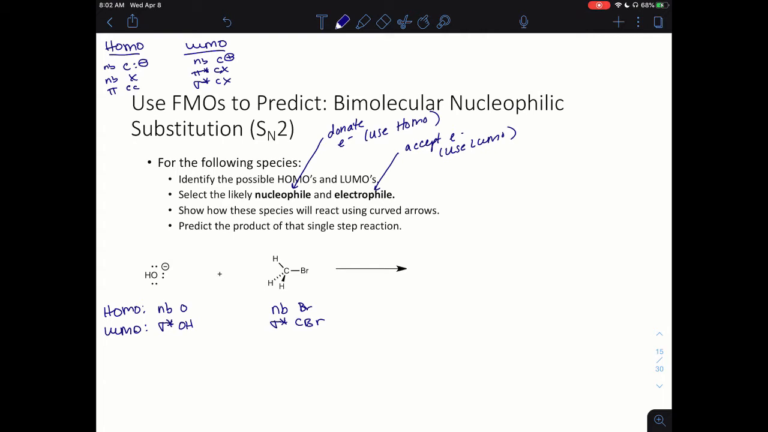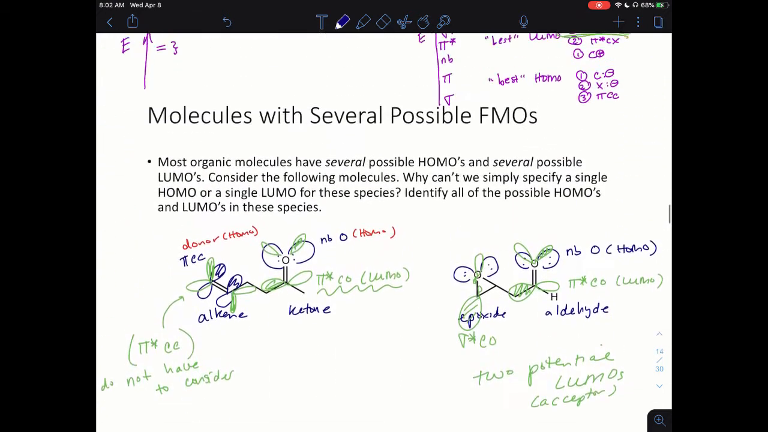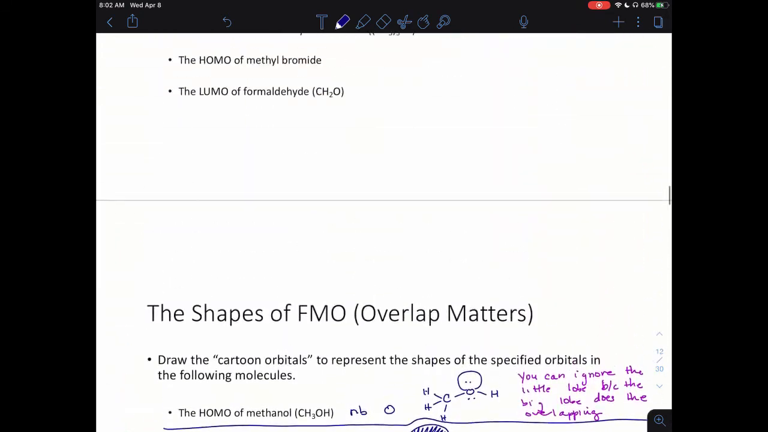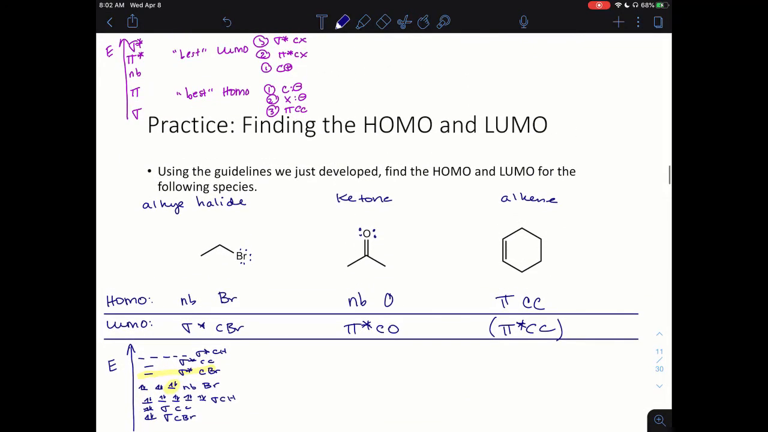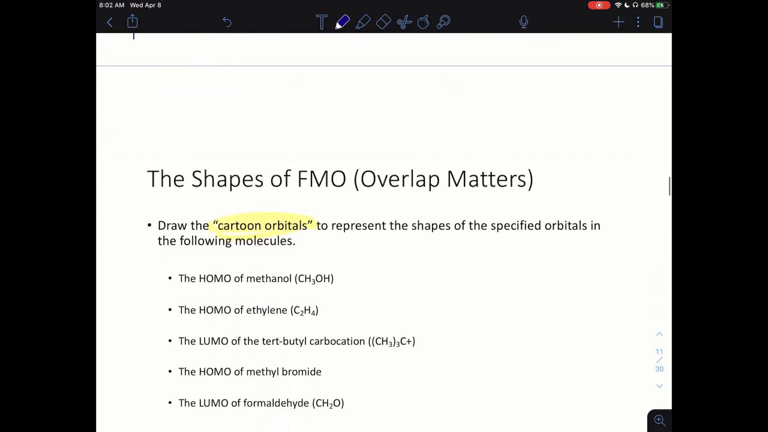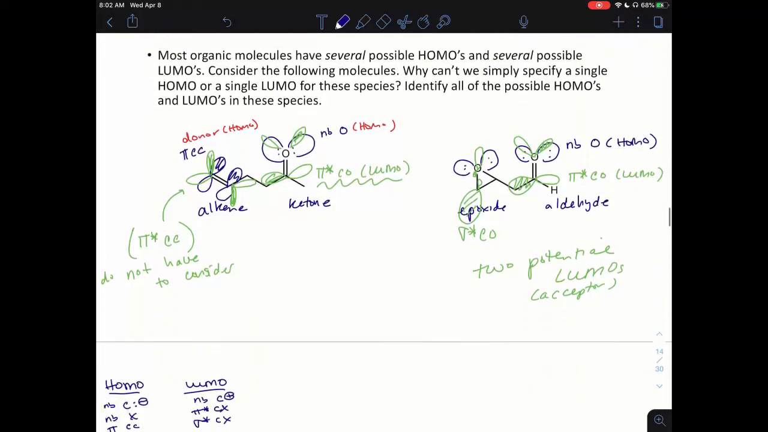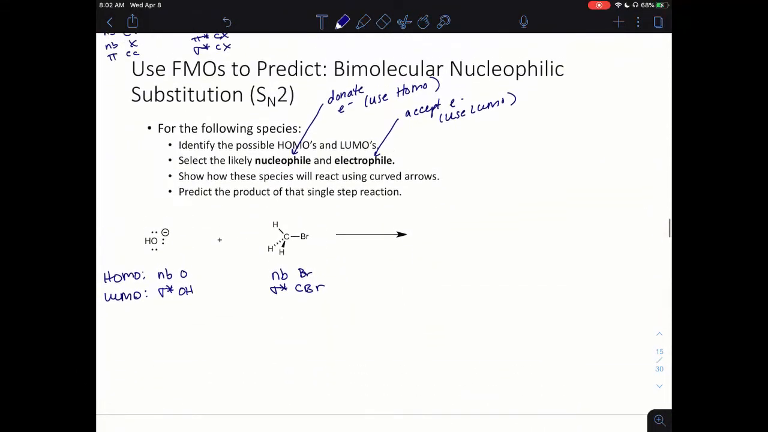And if you have trouble doing that, remember you can do it the easy way or the hard way. And it's okay if you have to do it the hard way for a while. You can draw out the molecular orbital diagram just like we were doing weeks ago and identify the highest energy filled and the lowest energy empty orbitals. While you're doing that, try to commit these patterns here to memory so that you can just look, rather than having to write out the whole diagram. All right, so here we go.